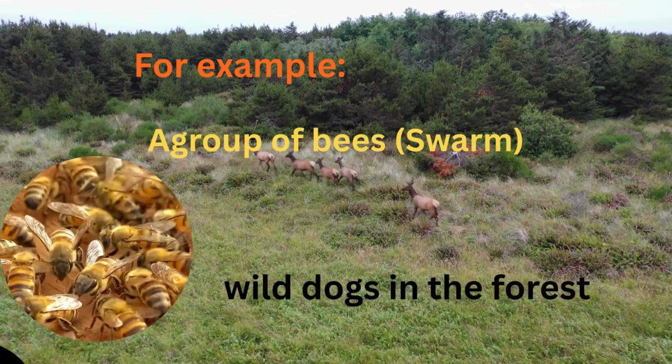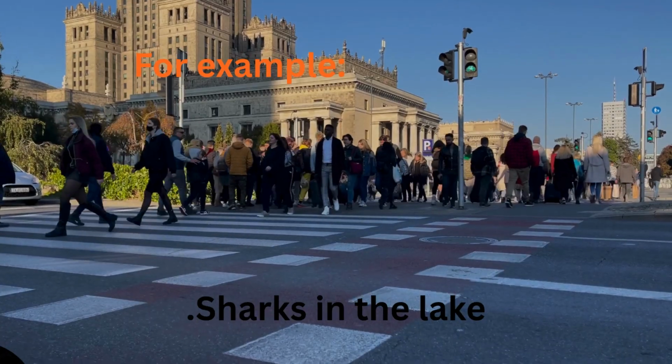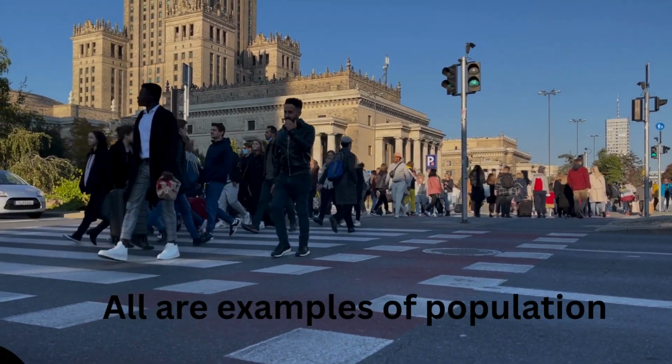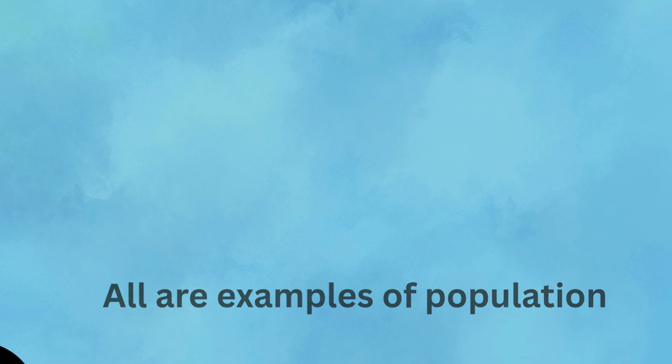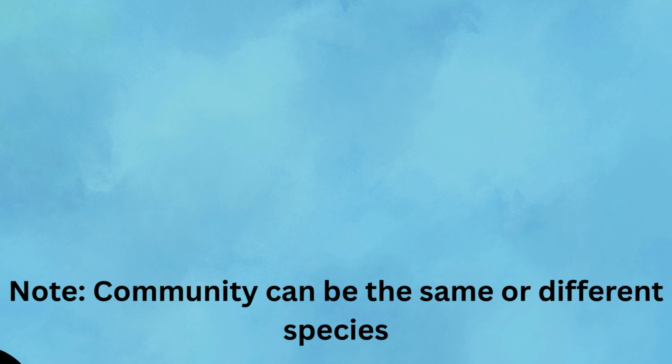For example, a group of bees or swarm, dogs in the forest, sharks in the lakes, and people living in the cities. All of these are examples of population. Let's talk about community. Community means all living organisms in an area. What you have to note, community can be the same or different species.